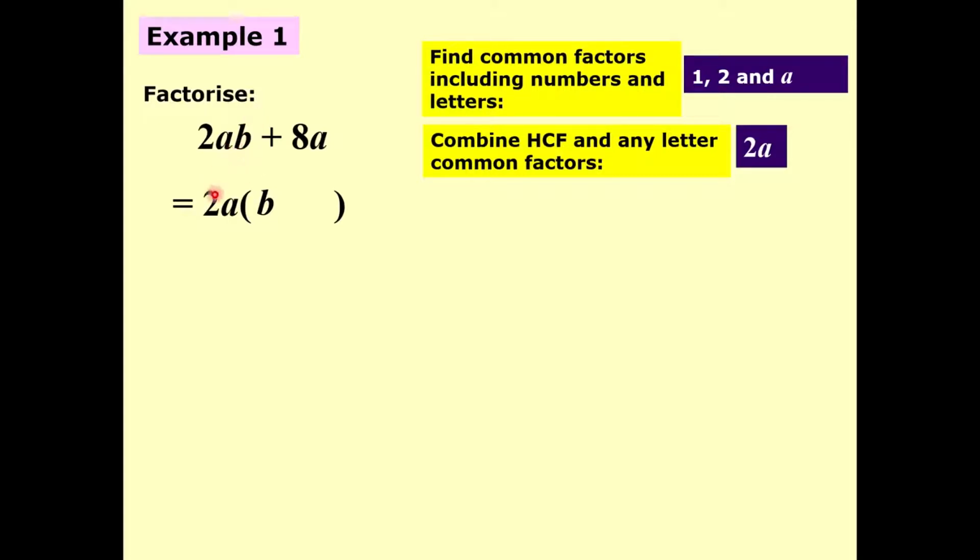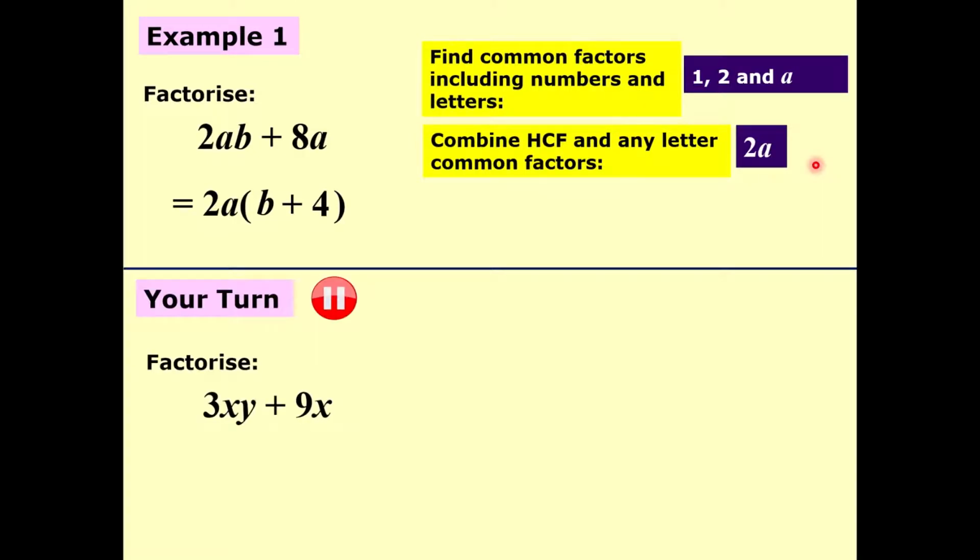Now what do we need to times 2a by to get 8a? Well, 8a is 4 lots of 2a. And remember, you can multiply these brackets out to double check your answer. So 2a times b gives us 2ab, which is right, and then 2a times 4 gives us 8a, which is correct. Okay, so we are identifying any number common factors and also any letters, and to figure out what we're taking on the outside of the bracket, we're combining the highest common factor and any other letter common factors. Okay, using that example one to help you, can you pause the video here and please factorise 3xy plus 9x?